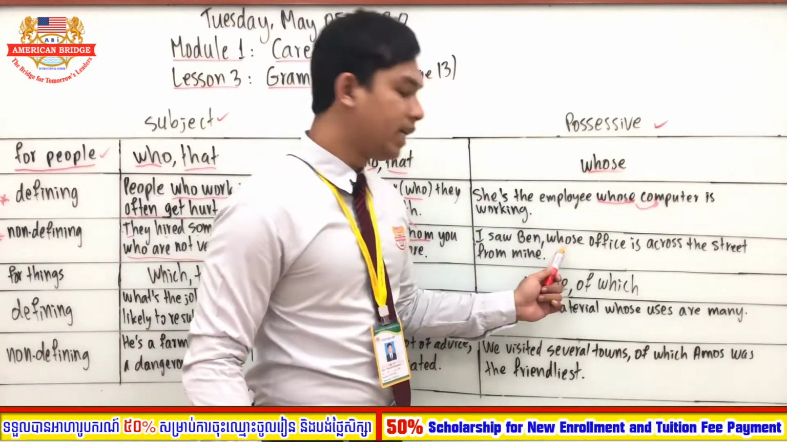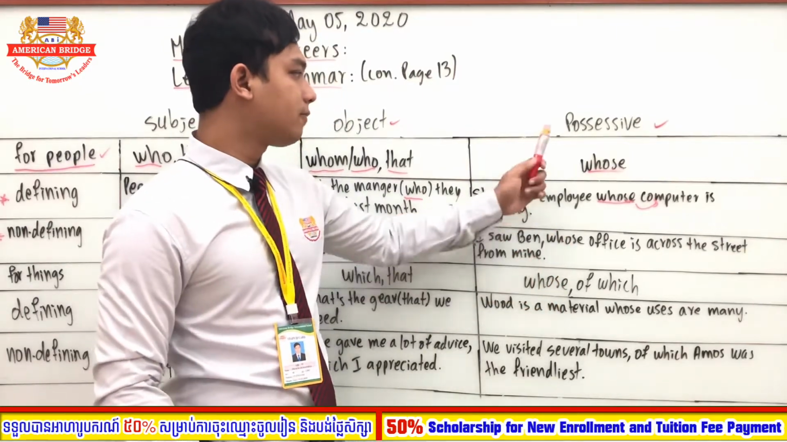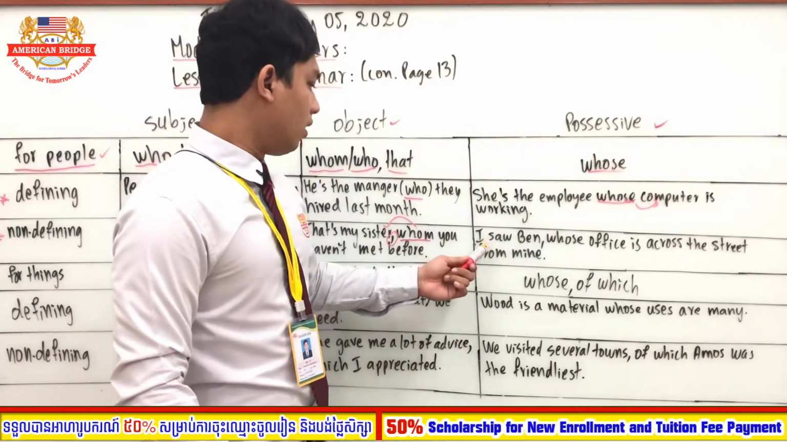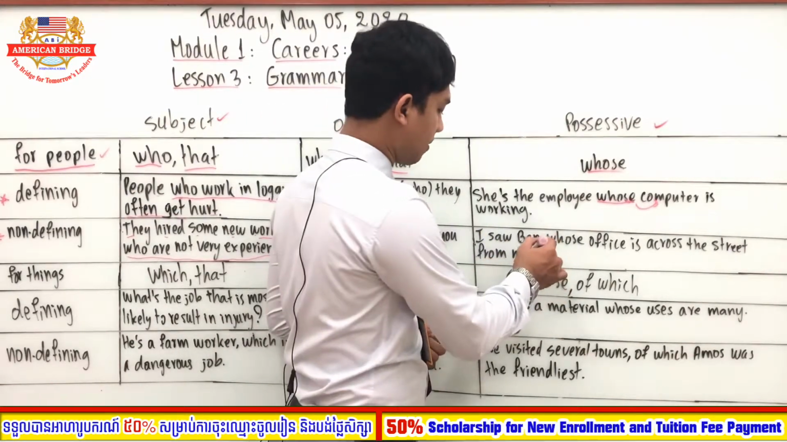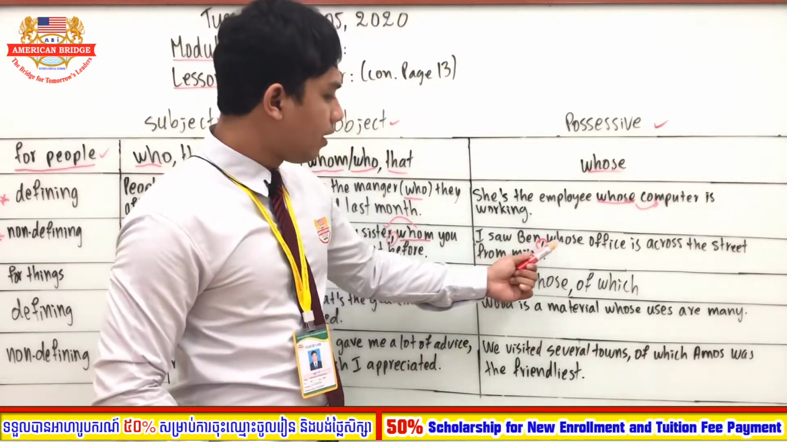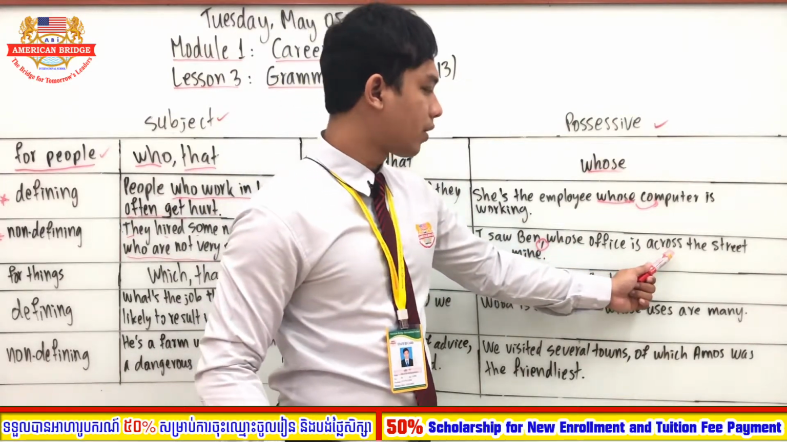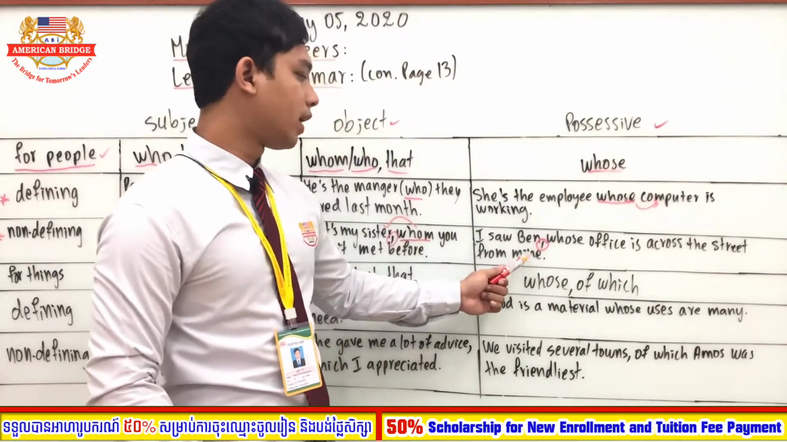And move on to the non-defining relative clause of the possessive. For example, I say I saw Ben, and then comma. You can see the comma. Okay. I saw Ben, whose office is across the street from mine.